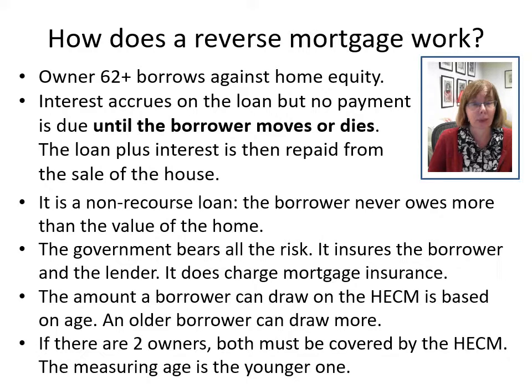A final rule is older borrowers can borrow more than younger people. This is partly to protect the bank. If it's not going to get its hands on the main asset, the house, for another 30 years, then the house is not worth that much to the bank because of inflation and so on. And finally, if there are two owners, both have to be covered, and the measuring age, so the cost of the loan, is the age of the younger one.